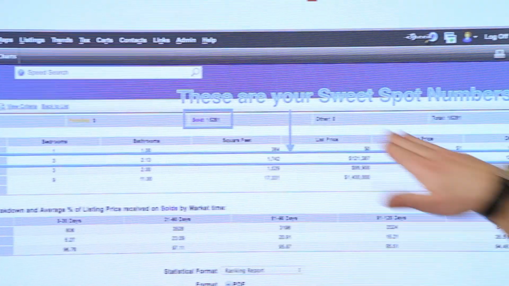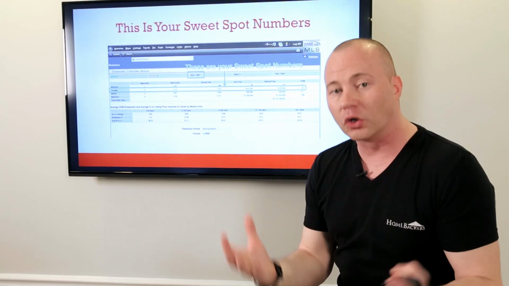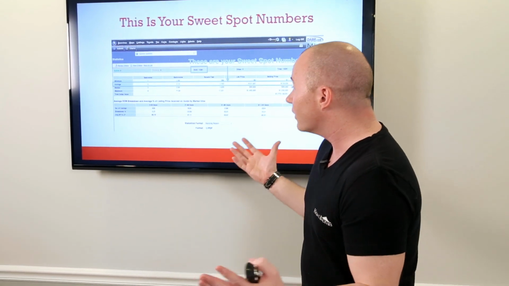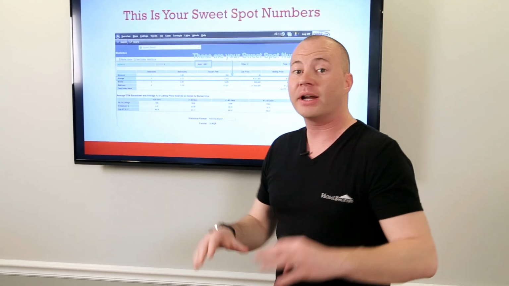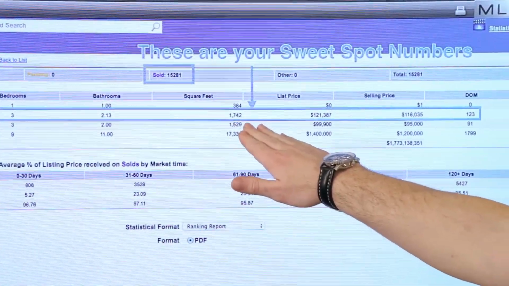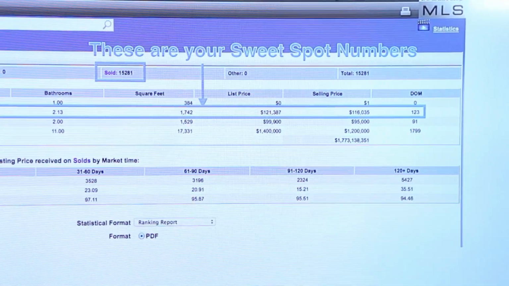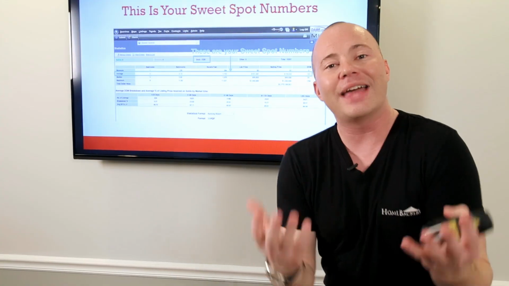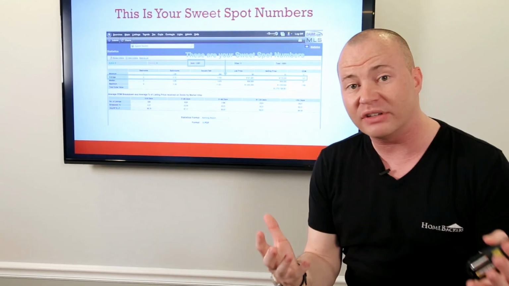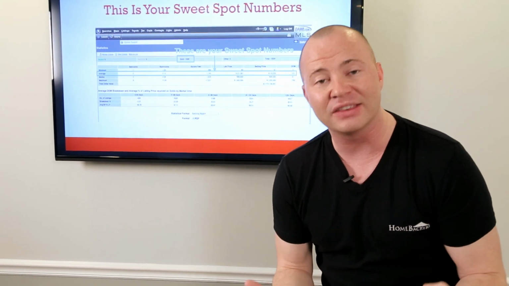You can see right here, this is my sweet spot numbers. There were 15,281 sold properties last year in all of those counties in our MLS. And here are your sweet spot numbers. You can tell that everybody is buying properties that are 3-bedroom, 2-bath, 1,742 square foot, with a list price of $121,000 and a selling price of $116,000. So that tells me right there that I need to be buying properties that are 3-bedroom, 2-bath, around 1,700 square foot, that are going to be selling for right around $116,000.